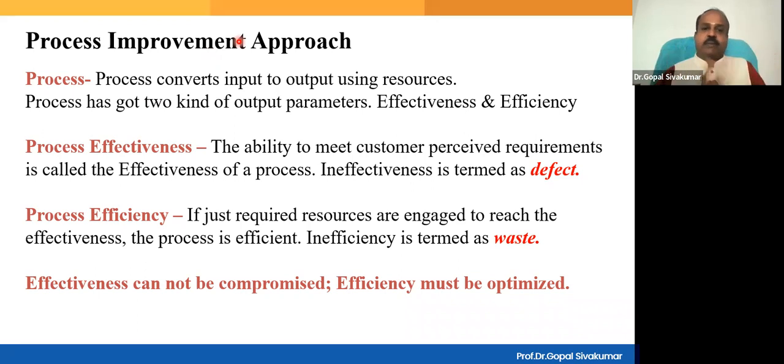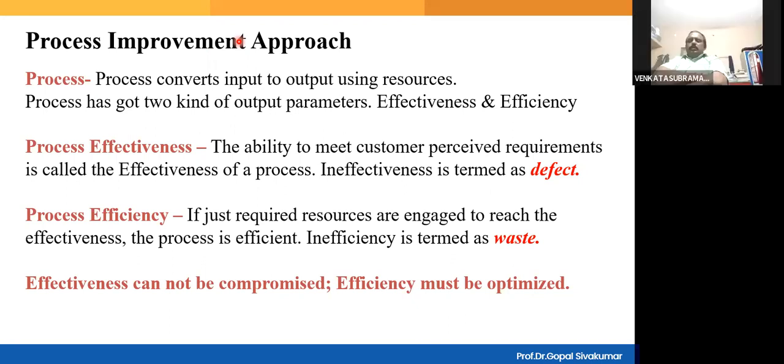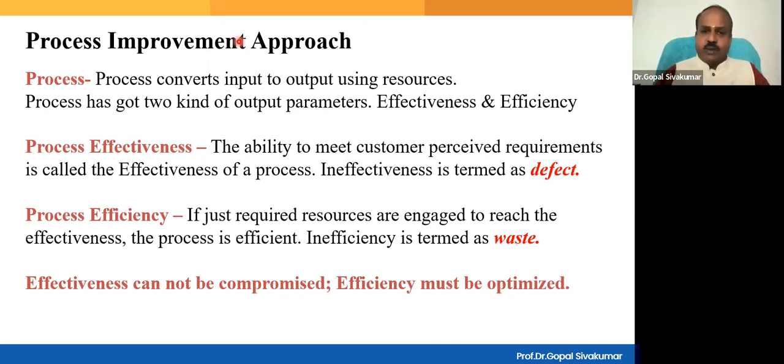Let us say you are running a process. You produced 100 units. Out of the 100 units, 90 units are accepted in the quality checking, but 10 units got rejected. What is the effectiveness now? Is it 100%? No. 90%. We want effectiveness close to 100%.